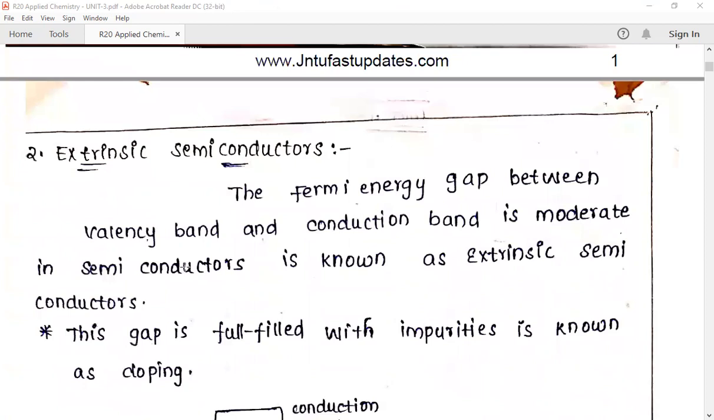Coming to the second type of semiconductors, which are known as extrinsic semiconductors. See here, I told you that in the intrinsic semiconductor, the Fermi energy gap between the valence band and the conduction band is small. Whereas coming to the extrinsic semiconductor, if the Fermi energy gap between the valence band and the conduction band is moderate, that type of semiconductor is known as an extrinsic semiconductor. See the figure.